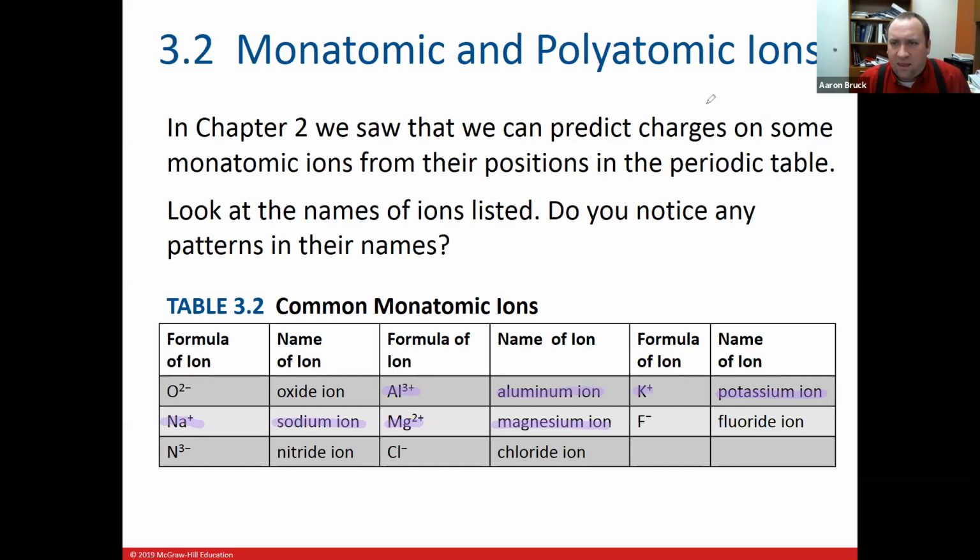Now let's look at the nonmetal ions and see if we see any patterns that jump out to us there. I've got oxygen, -2, which makes the oxide ion. Nitrogen, -3, which makes the nitride ion. Chlorine, -1, which makes the chloride ion. Fluorine, -1, which makes the fluoride ion. Are there any patterns amongst the nonmetal ions?